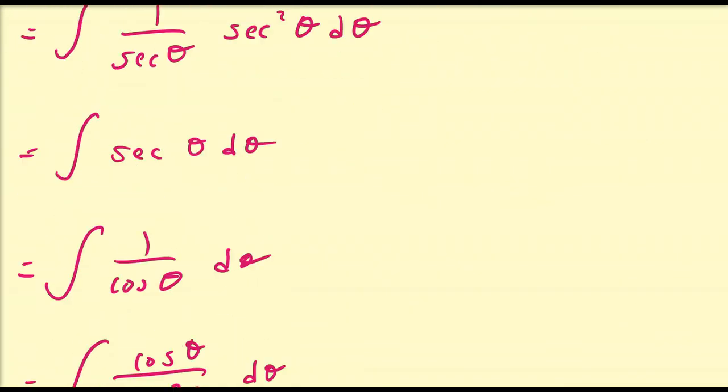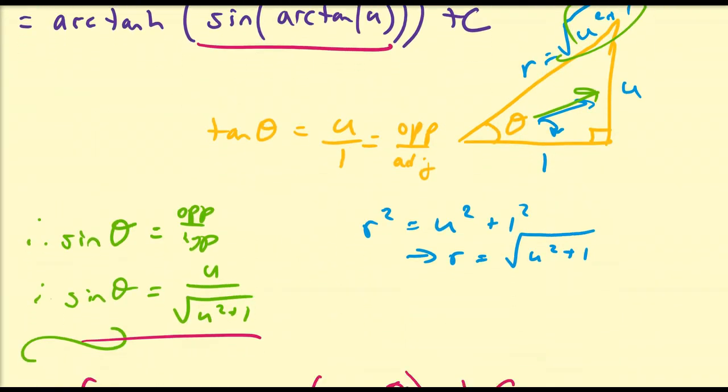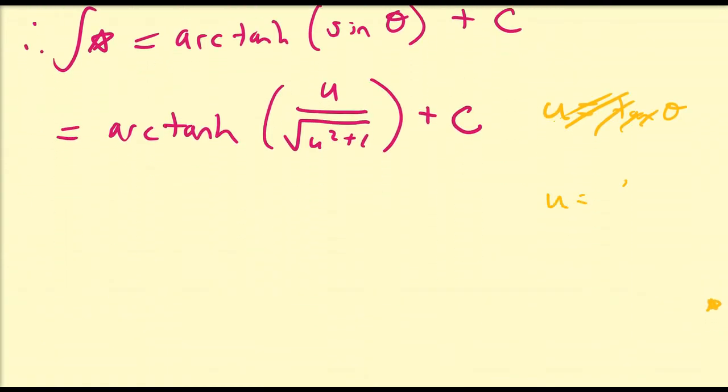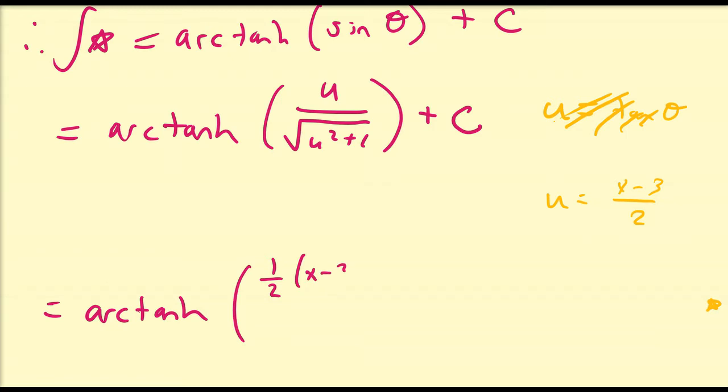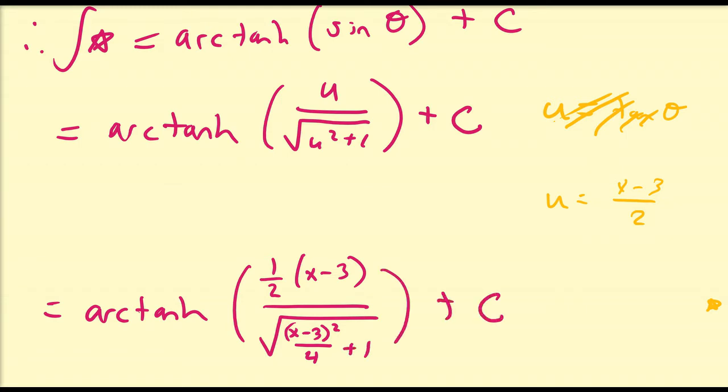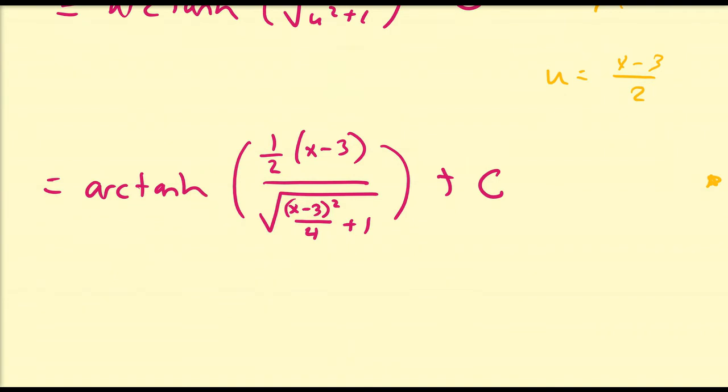So u is equal to x minus 3 over 2. Yeah, we're trying to go back to x, so we should jump there. So this is going to be equal to the arc hyperbolic tangent of u, so 1/2 x minus 3, all over the square root of, what is that, x minus 3, the quantity squared, divided by 2 squared, which is 4, and then plus 1, and then plus c. And then we can, let's see here, what can we do?